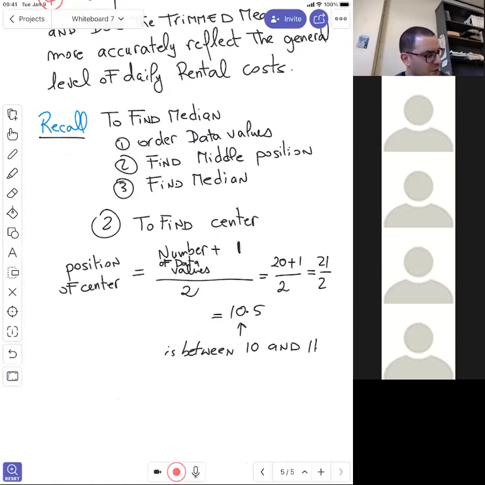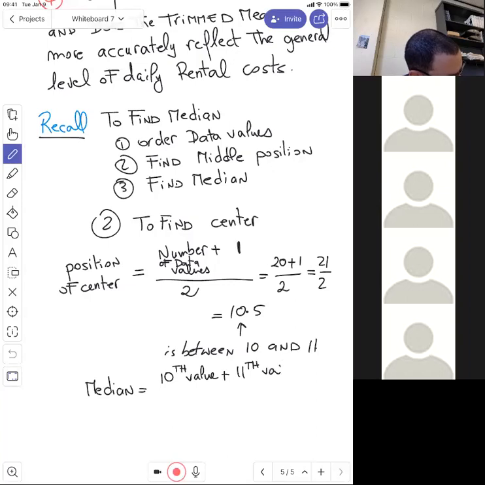And then the median would be the 10th value plus the 11th value, and then divide by 2. We take the average of the two numbers.